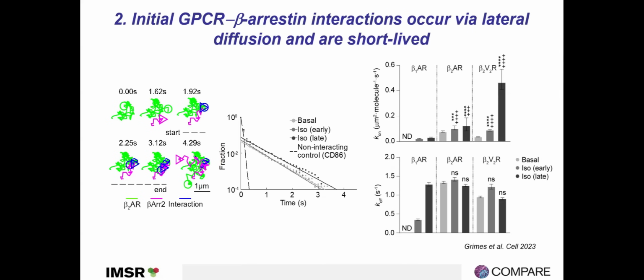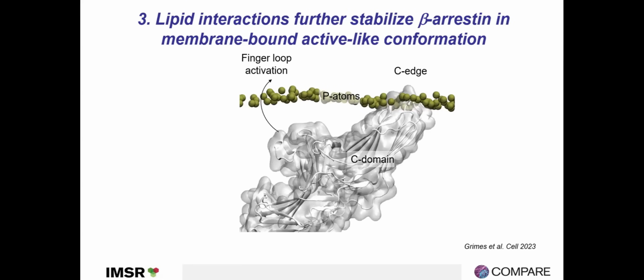And we could also quite precisely monitor and measure the duration of those interactions. And again, perhaps surprisingly, what we found is that at least the initial interactions between receptors and beta-arrestin are much more dynamic and much more short-lived than people thought. To give you an idea, the average tau for those interactions is only about a second. So much, much shorter than people thought before.